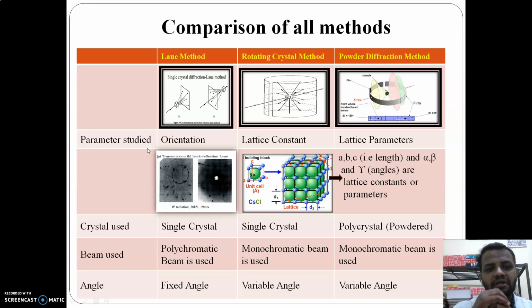what exactly are the parameters studied in the Laue method? In the Laue method, as I discussed earlier, we measure the orientation, where exactly the atoms are located in the crystal. In the back reflection, again we are checking the orientation of the atoms. The only difference between them is that here we get a complete circle-like appearance, and here we get an arc-like appearance. In the case of the rotating crystal method, we study the lattice constant, whereas here we are studying the orientation.